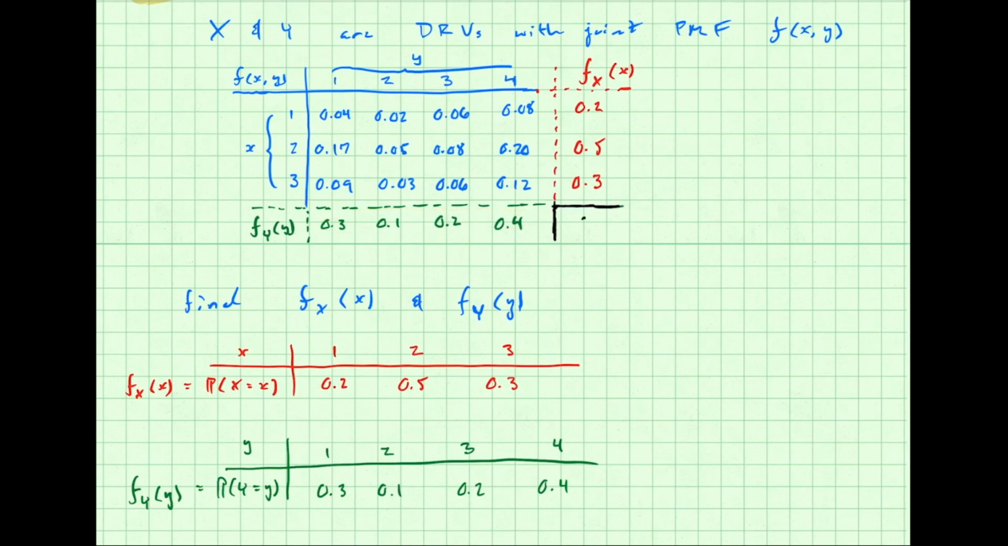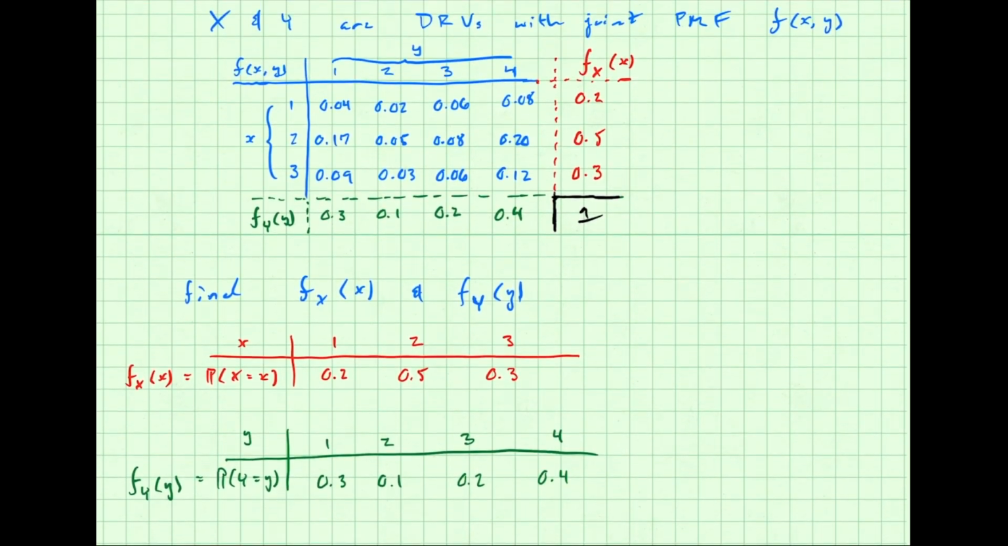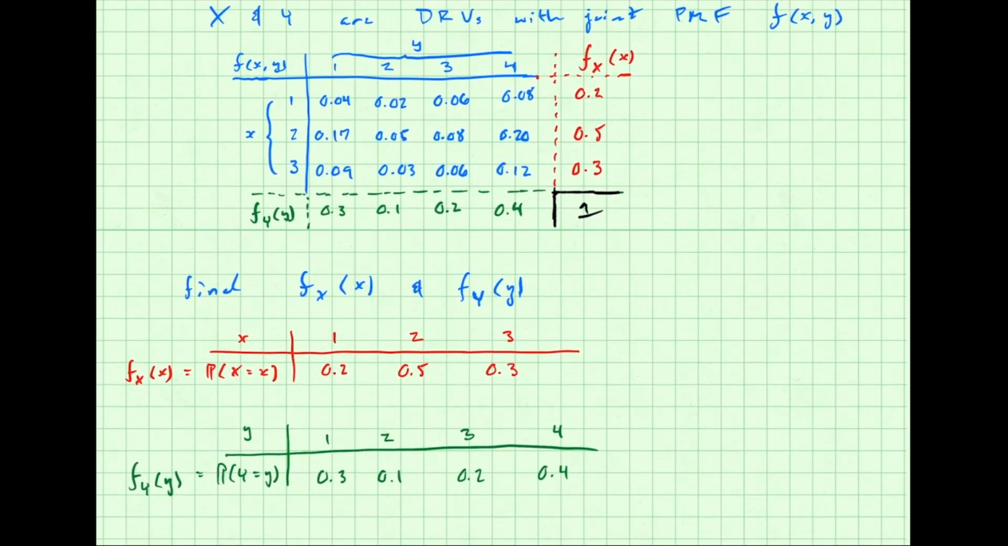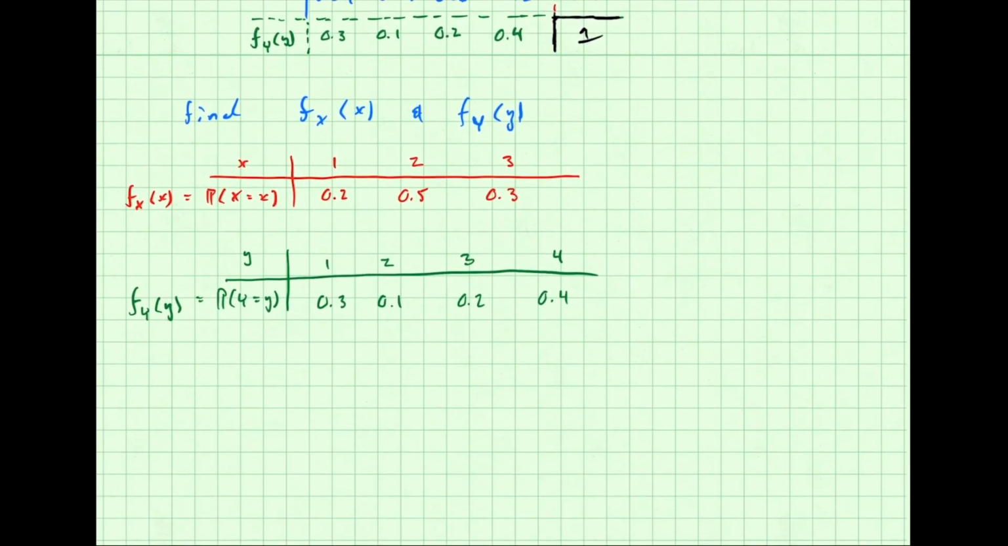So you could, if you wanted to, put a 1 there to remind yourself that that's what the grand total of all these probabilities is. So that's just a little demonstration of how to tabulate these joint probability mass functions and the marginal distributions, and really to give you an idea of the name marginal distribution. Where does it actually come from?